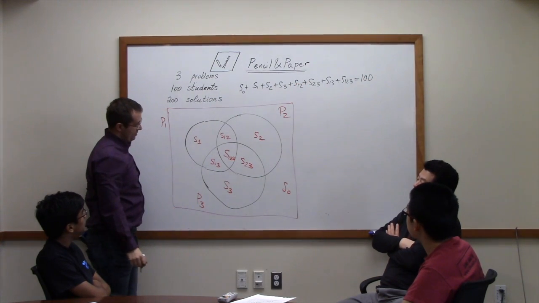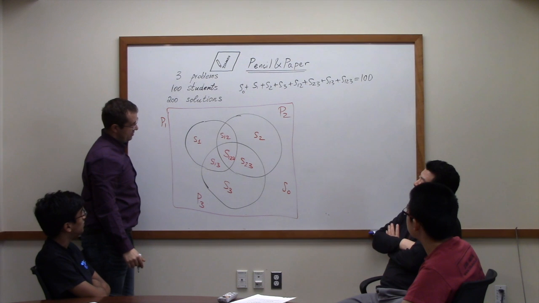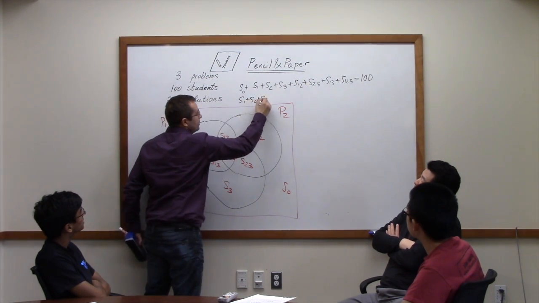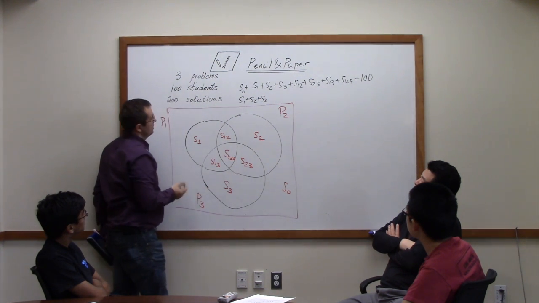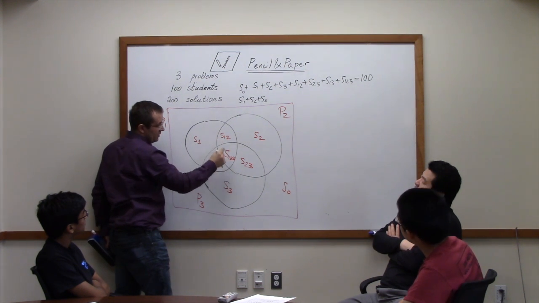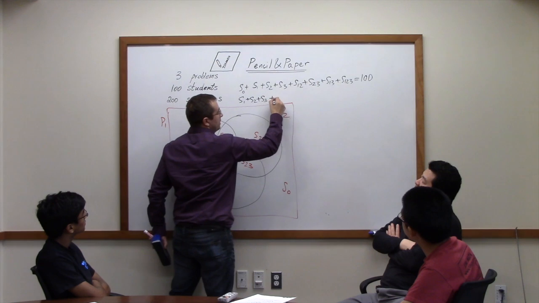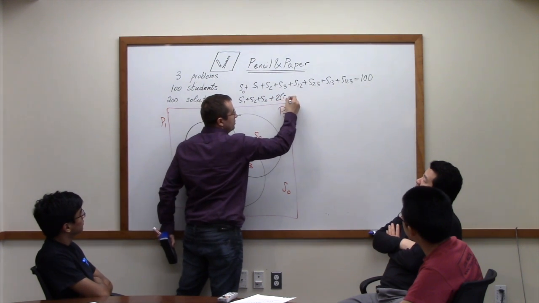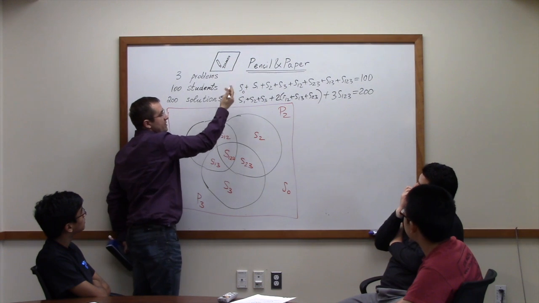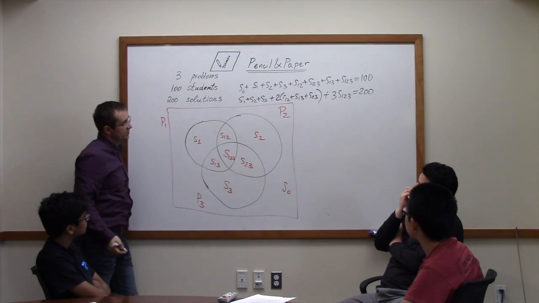So we have S1 plus S2 plus S3 plus 2S12 plus 2S13 plus 2S23 plus 3S123 equals 200. Now we count how many solutions there are: these are people who solve only 1, these solve 2 problems, and these solve 3 problems. And S0 is times 0, no solution.